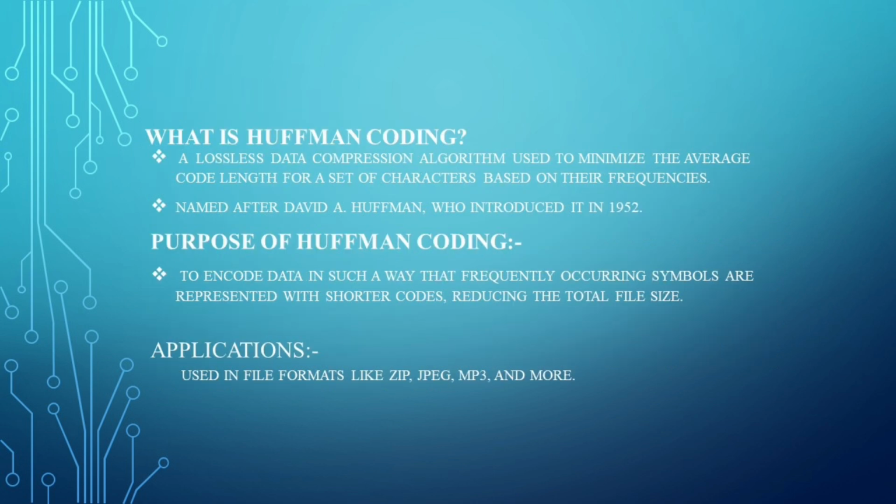What is Huffman coding? A lossless data compression algorithm used to minimize the average code length for a set of characters based on their frequencies, named after David A. Huffman, who introduced it in 1952. Purpose of Huffman coding: to encode data in such a way that frequently occurring symbols are represented with shorter codes, reducing the total file size. Applications: used in file formats like zip, JPEG, MP3, and more.